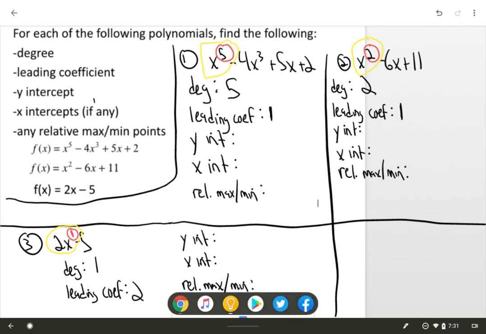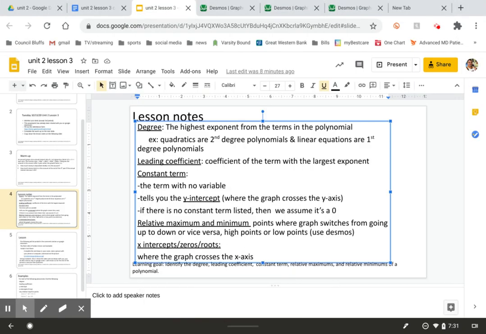Okay, so that's the leading coefficient. The y-intercept, that's right here. The y-intercept is the constant term, the term with no variable. The value of the constant term tells you the y-intercept.